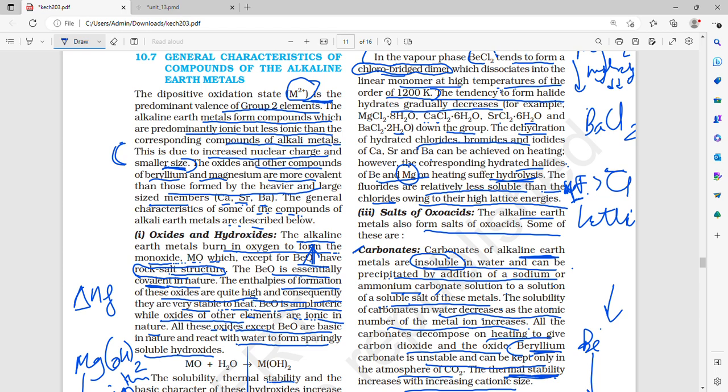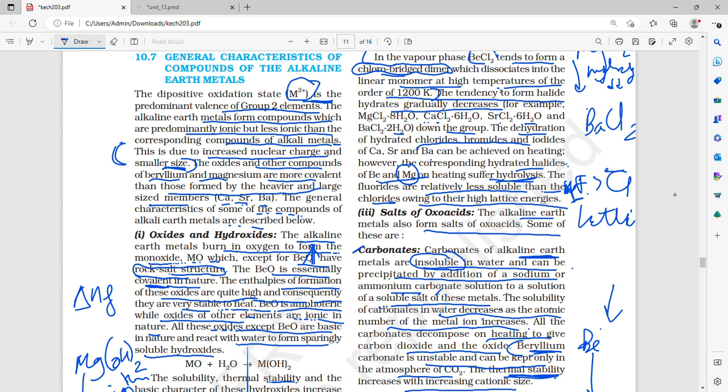Why? Because alkali metals have only one electron, which they readily lose. This is due to their larger atomic size and lesser nuclear charge, whereas in this case there is increased nuclear charge and smaller size. Therefore they are less ionic and less electropositive than the alkali metals.